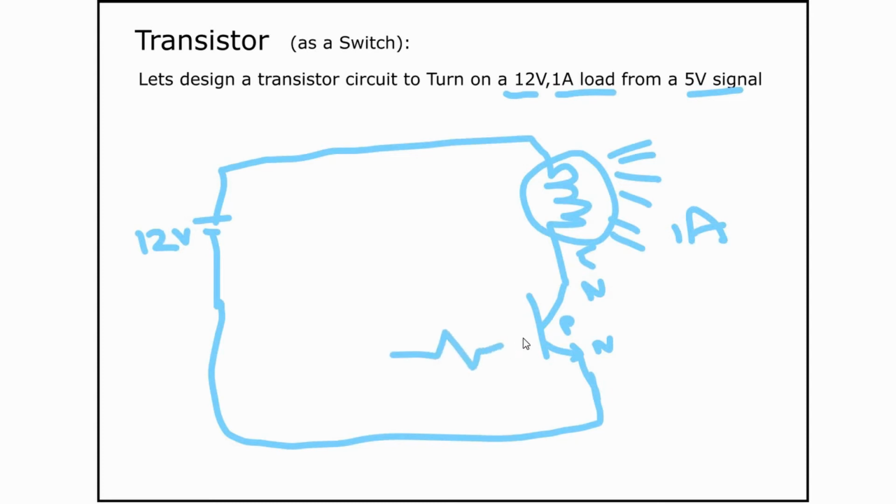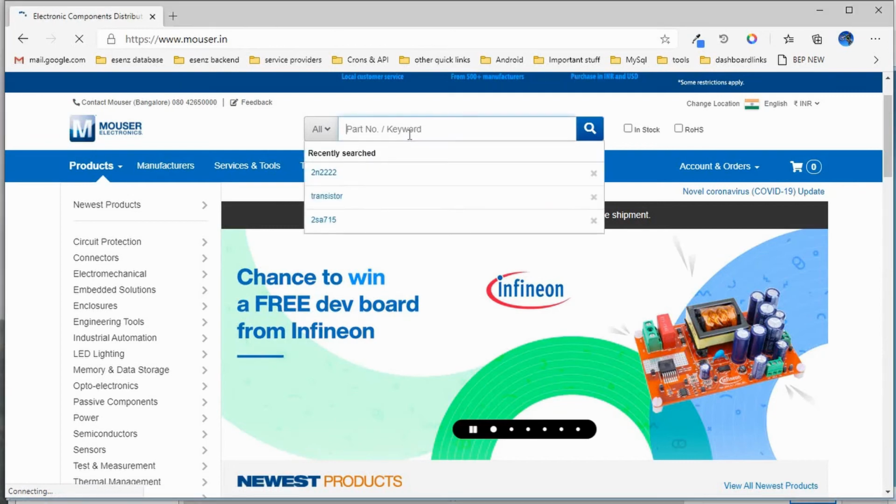Now I'll use a resistor, and this will be a 5 or 0 volt input. So if I give 5 volts, the transistor will turn on and the bulb will turn on. If I give 0 volts here, the transistor will turn off and the bulb will stop glowing. Let's go to Mouser and select a transistor.